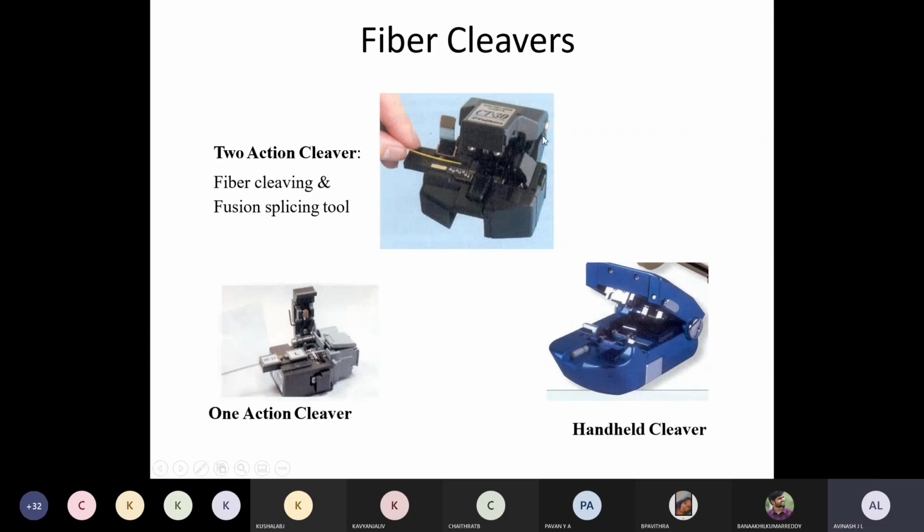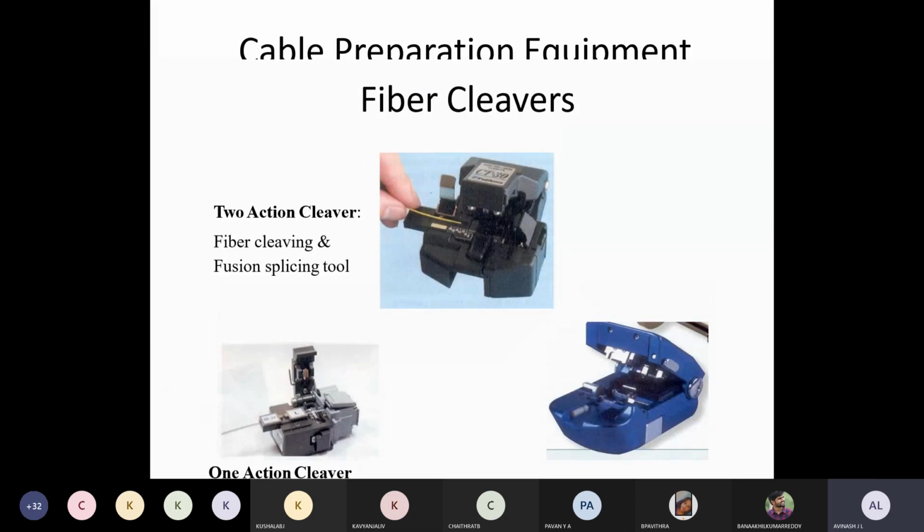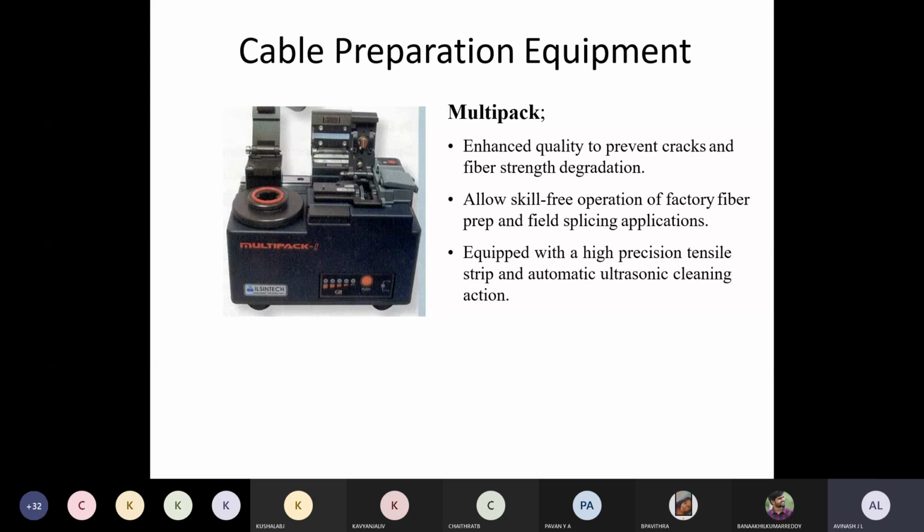So now you can see the fiber cleavers. These are the one action cleaver and the handheld cleaver. All these are necessary devices for performing the splicing action, nothing else we are doing. A two action cleaver is a fiber cleaving and fusion splicing tool. No need of worrying about all this in detail, just remember the names.